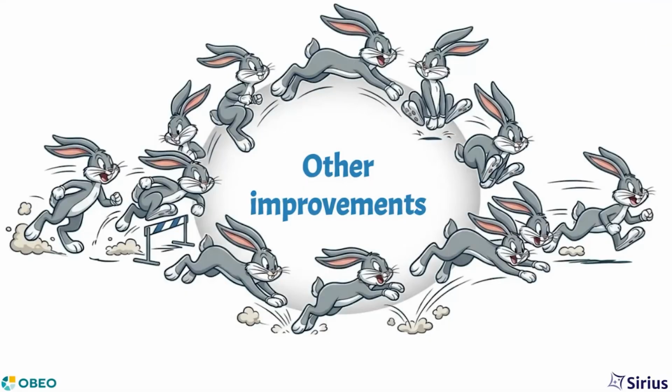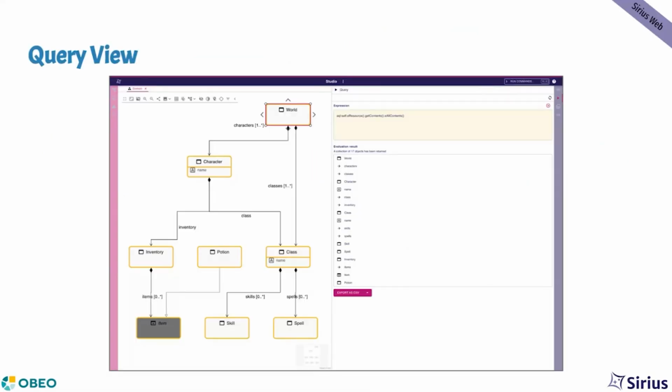In addition to these new representations, we continue to improve the overall flexibility of the platform for the studio makers. The objective is to make Sirius Web more adaptable so tool builders can shape representations more closely around their user needs. We've also introduced a new way for users to inspect and explore their model more directly.